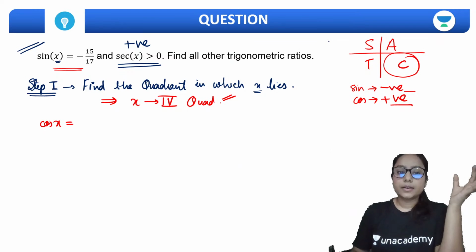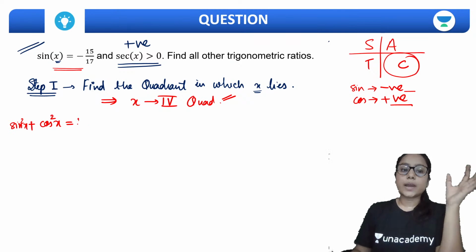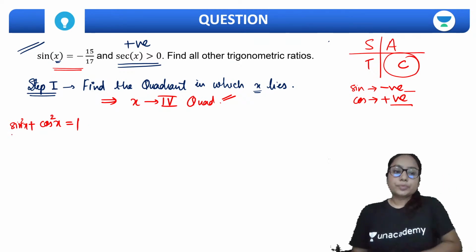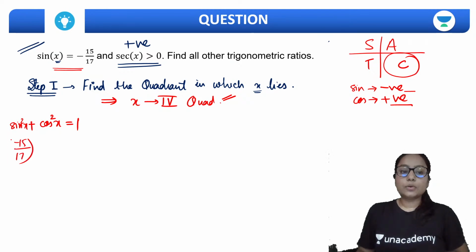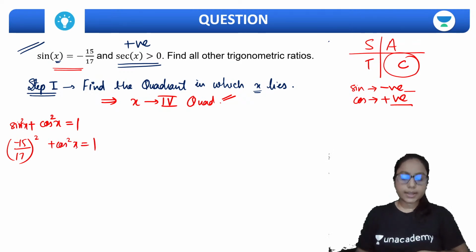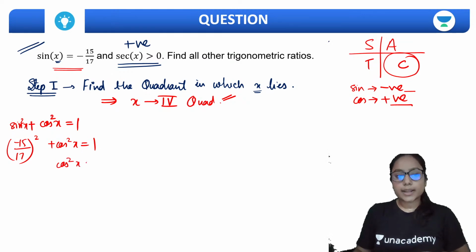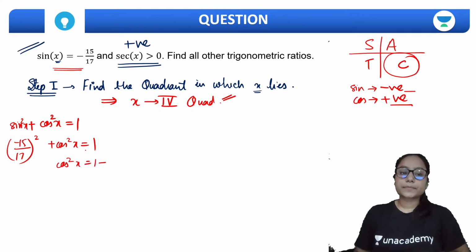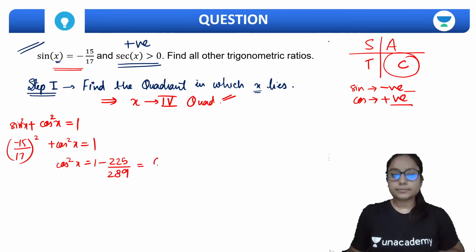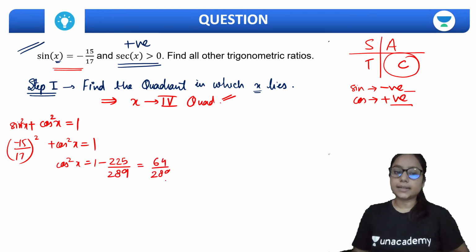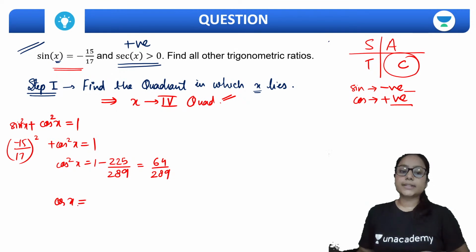Use the formula: sine square x plus cos square x is 1. So put the value of sine square x. What do you get? Minus 15 by 17 whole square plus cos square x is 1. What is the value of cos square x? 1 minus 225 upon 289. Solve it. This is 64 upon 289.